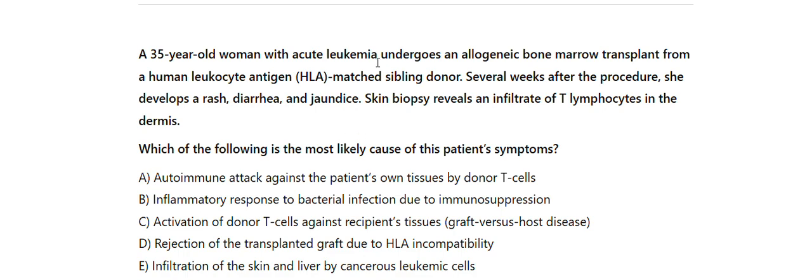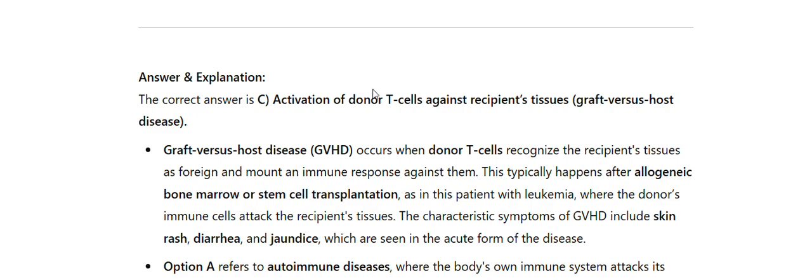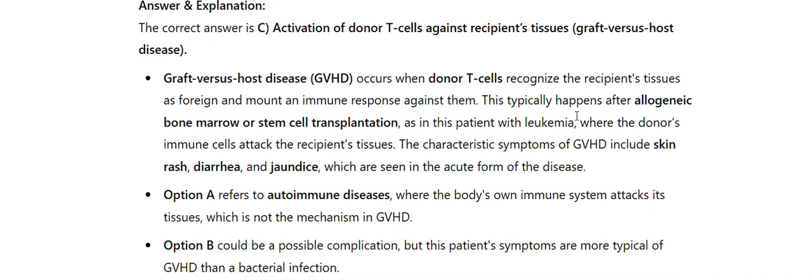Answer and explanation. The correct answer is C. Activation of donor T cells against recipient's tissues, graft versus host disease. Graft versus host disease, GvHD, occurs when donor T cells recognize the recipient's tissues as foreign and mount an immune response against them. This typically happens after allogeneic bone marrow or stem cell transplantation, as in this patient with leukemia, where the donor's immune cells attack the recipient's tissues.